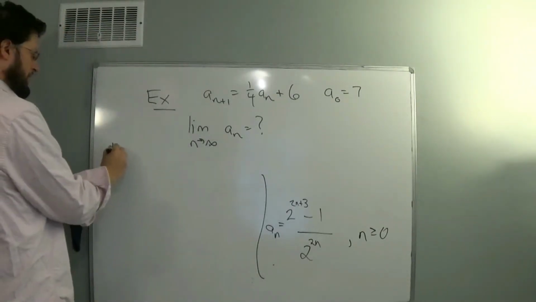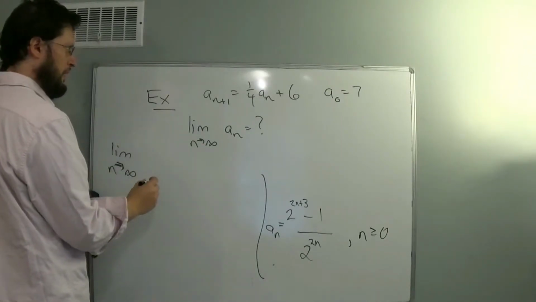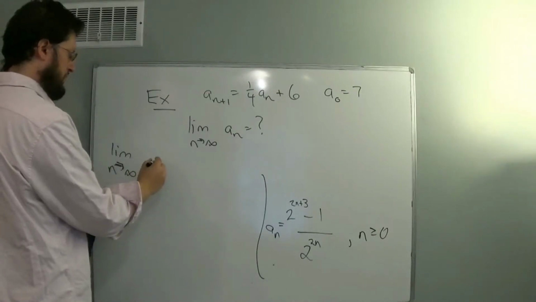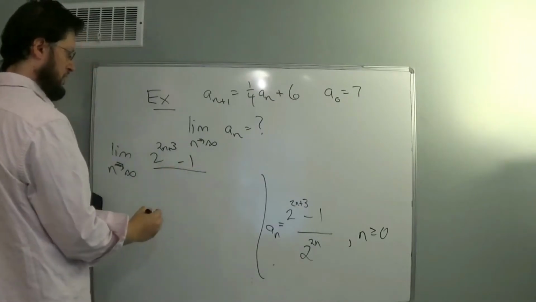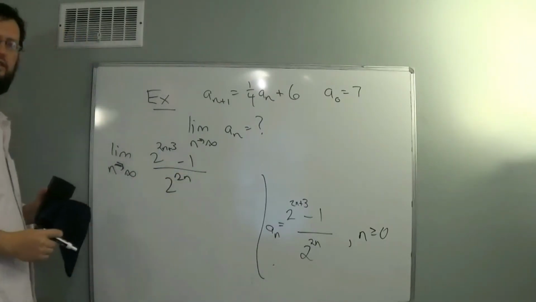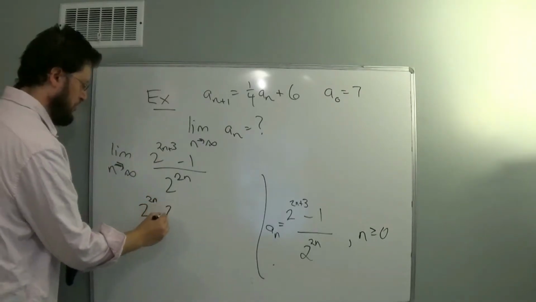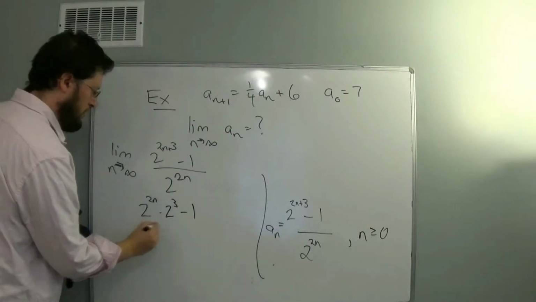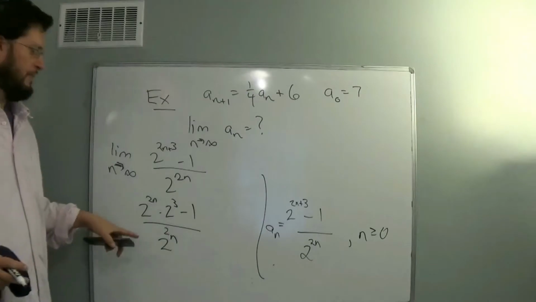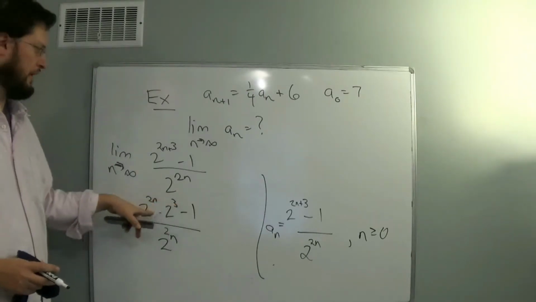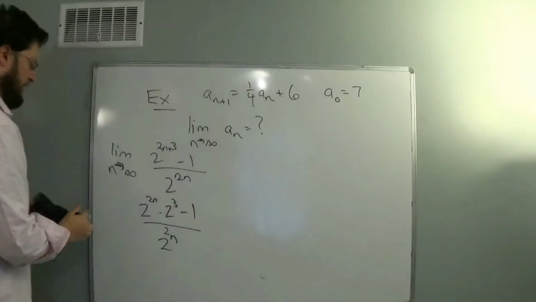I want the limit as n goes to infinity of (2 to the 2n plus 3, minus 1) over 2 to the 2n. Let's just do some algebra. That 2n plus 3, that's 2 to the 2n times 2 cubed, minus 1 over 2 to the 2n. Right, that's how the exponents work. This is 2 to the n, this is 3. I can add them up to make 2n plus 3. So we're still looking at that limit.